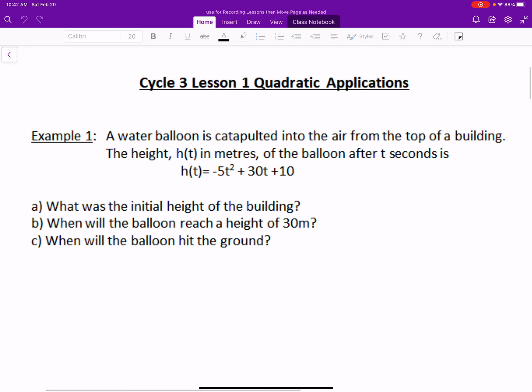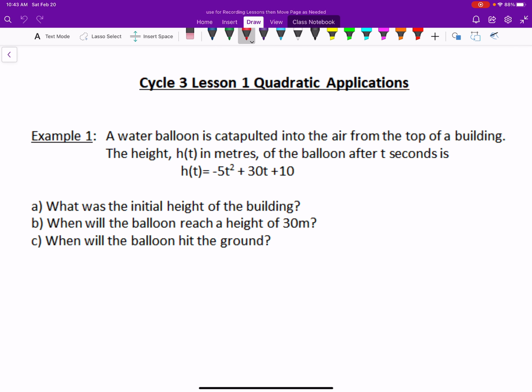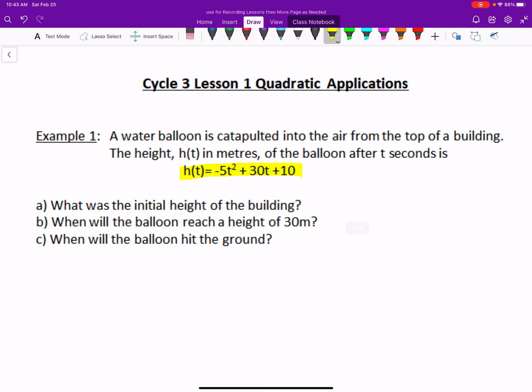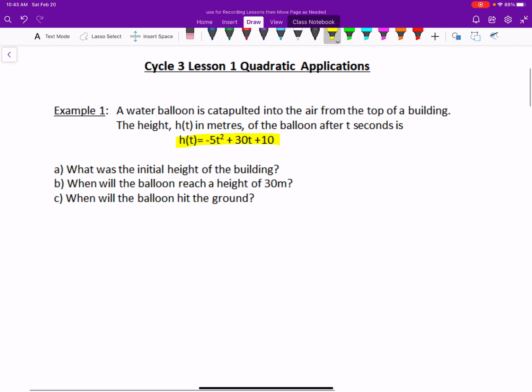A water balloon is catapulted into the air from the top of a building. The height, h(t) in meters, of the balloon after t seconds is given by this function right here: h(t) = -5t² + 30t + 10. And then we have the questions: what was the initial height of the building? When will the balloon reach a height of 30 meters? When will the balloon hit the ground? So these are all things that we can figure out from the function.